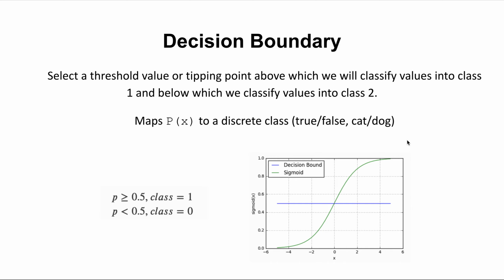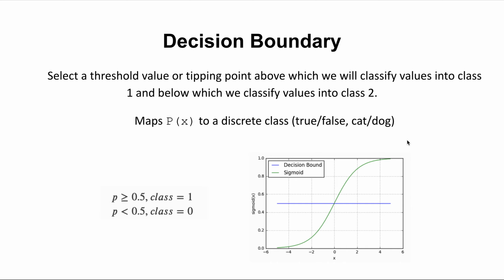Take a look at this graph that I've given on this slide. In this graph, it's a sigmoid function, and then there's a decision boundary at approximately 0.5. This decision boundary is basically saying that any probability value, any p of x, above 0.5, any continuous probability value above 0.5, can be considered a certain discrete class, like cat or dog, for example, cat.